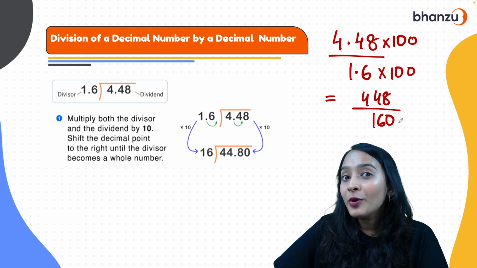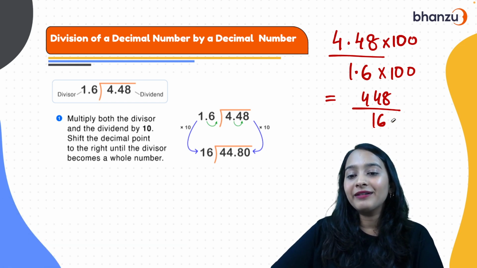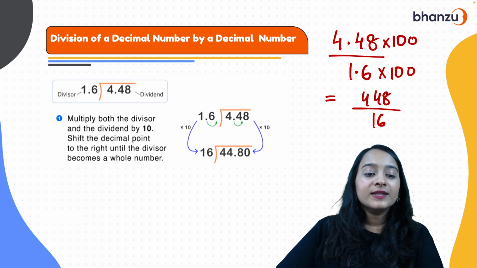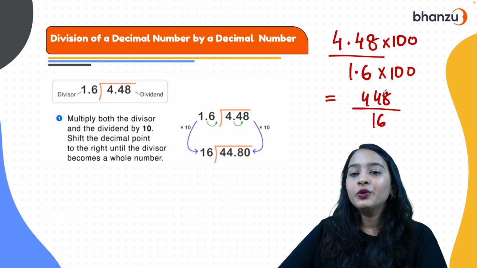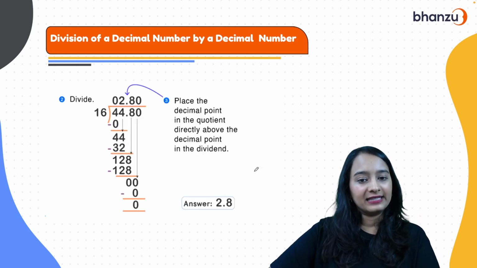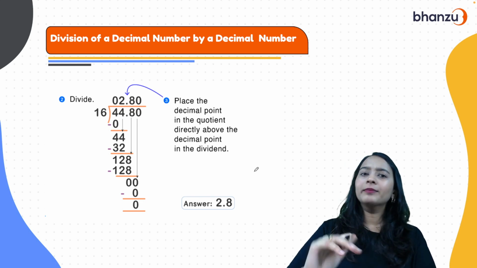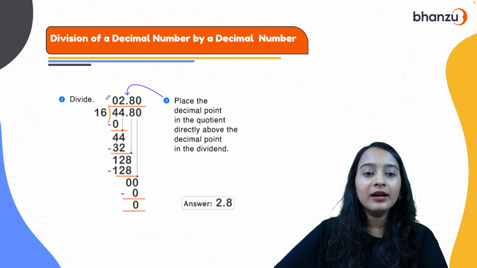But it gives you a pretty big number which we do not want. We don't want to divide by 160, right? So that is why I have multiplied with 10, so that you would get 44.8 divided by 16. And then the normal division. Now there's a small trick, a point that you have to remember.